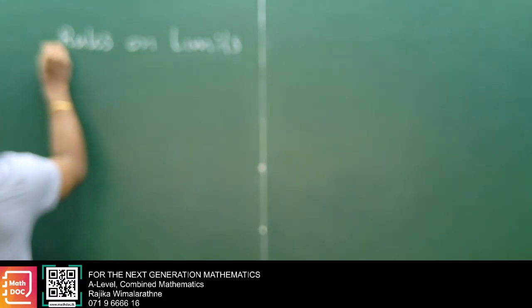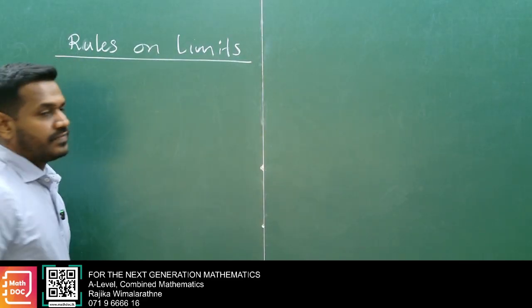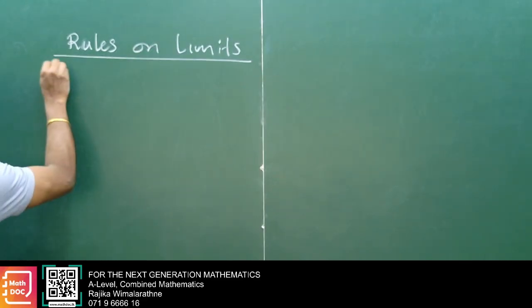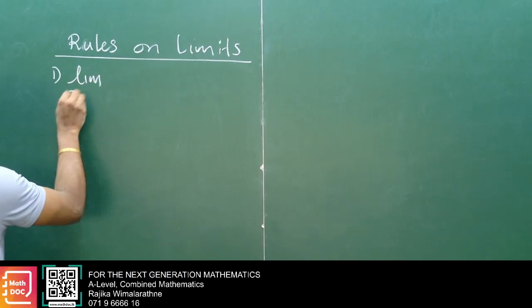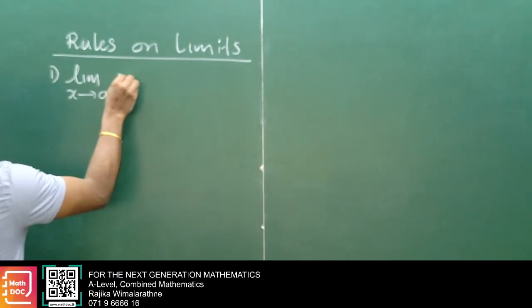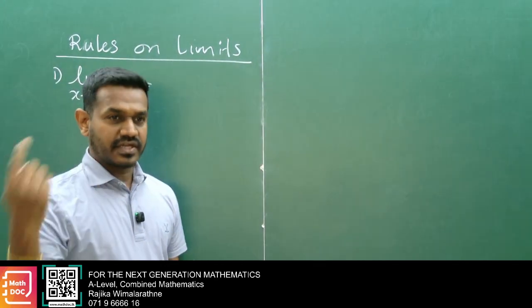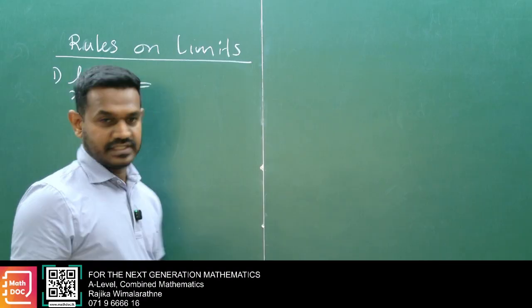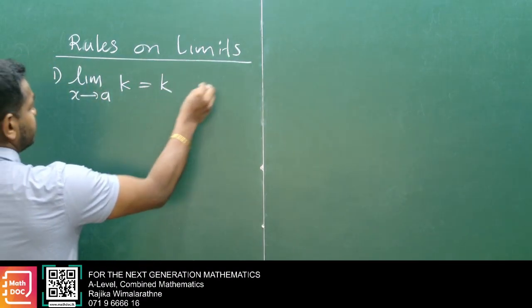Rules on limits. See this one, rules on limit. First rule, limit x goes to a, here k constant. For constant, limit is constant. That is one rule. Constant, limit constant, that won't change.